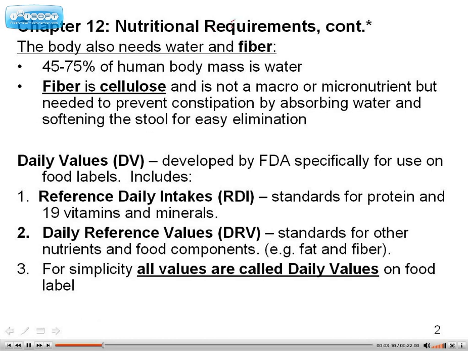Other nutritional requirements that the body doesn't use for energy: cellulose. Specifically, anything where it's not a macro or micronutrient but needed to prevent other ailments such as constipation. So cellulose is a type of nutrient we call fiber. So they always talk about making sure that you have plenty of fiber in your diet. Why? You don't actually use it for food or for building up structures within your body, but it makes things smoother, if you will.